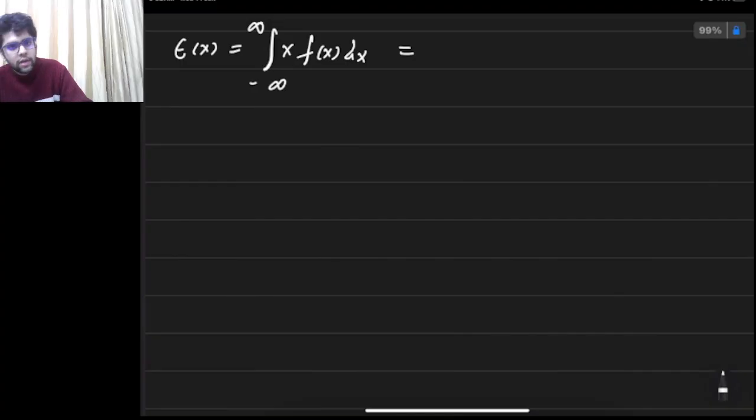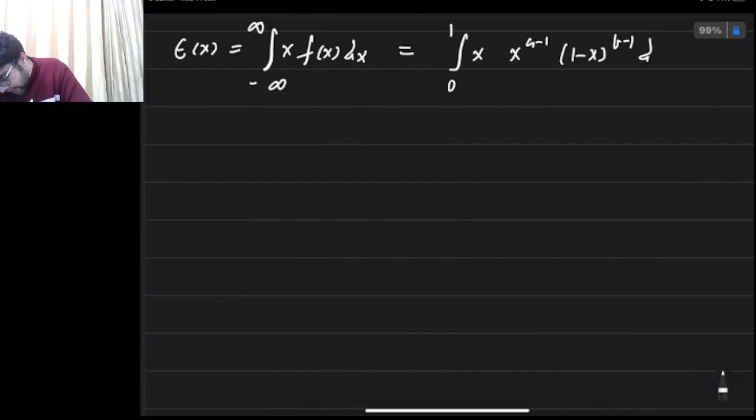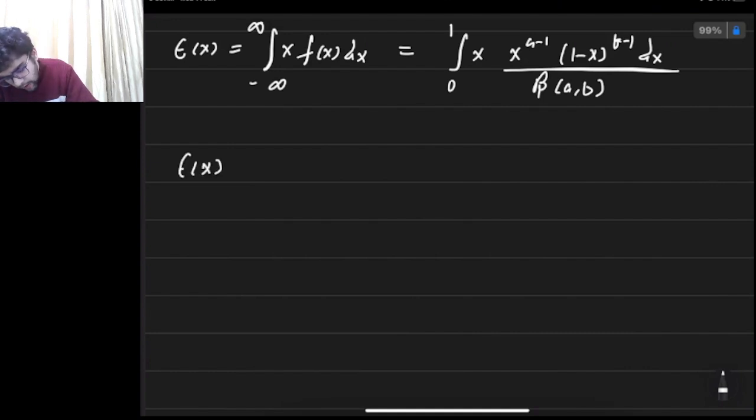So now let's just find the expected value. For expected value we need the integral of x f(x) dx from negative infinity to positive infinity, but the limits here for x are defined from 0 to 1. So x goes from 0 to 1, x, and now my f(x) was x to the power a minus 1, 1 minus x to the power b minus 1 dx divided by beta(a, b), which is a constant basically, so we can take that out because it has some value, right? After we integrate, beta will be giving us some value, right?